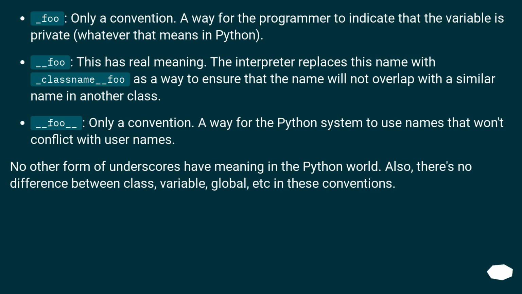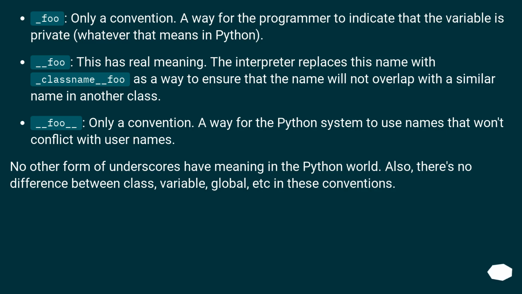_foo: only a convention. A way for the programmer to indicate that the variable is private, whatever that means in Python. __foo: this has real meaning. The interpreter replaces this name with _classname__foo as a way to ensure that the name will not overlap with a similar name in another class.